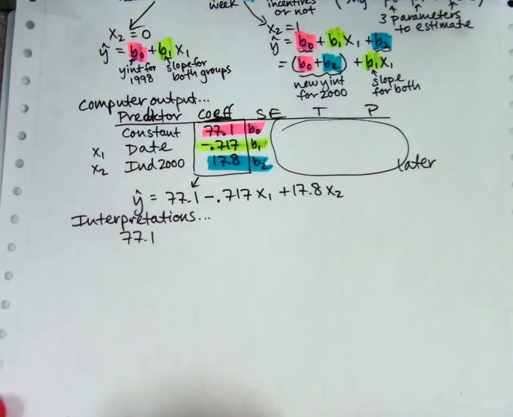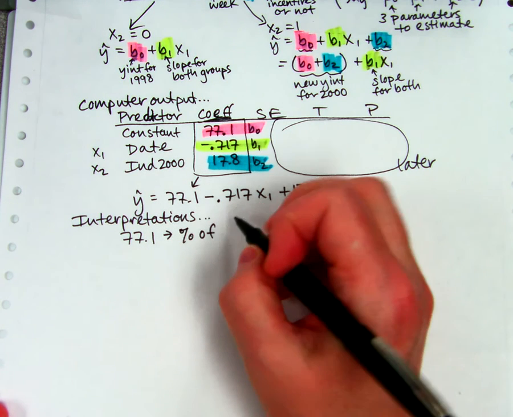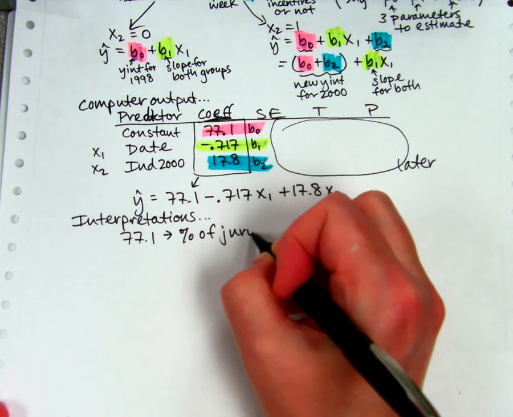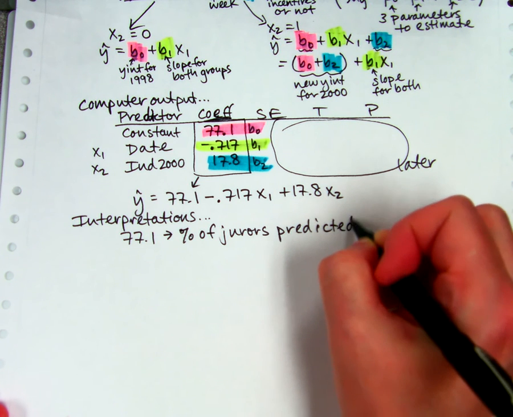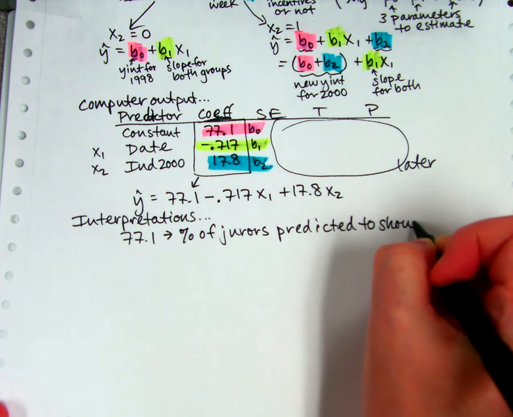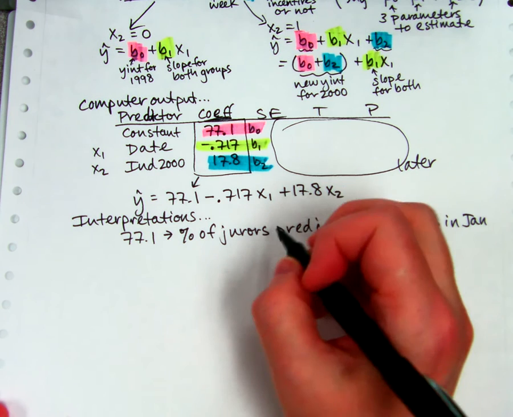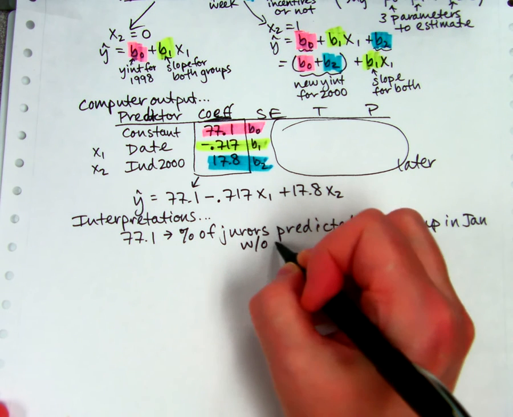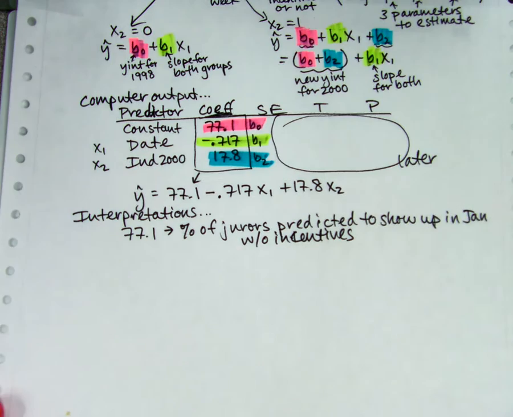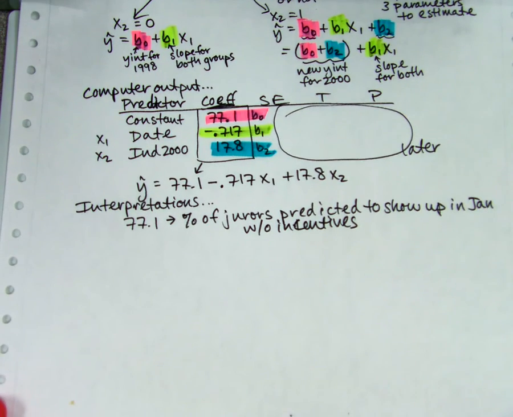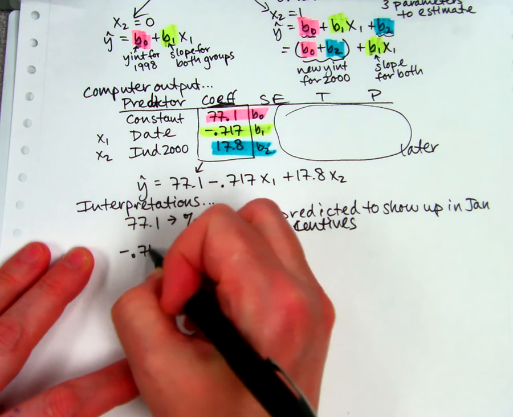Okay, so before the incentives, this is the percent of the jurors who showed up in January, predicted to show up, because it's an estimate, right? Up in January, without the incentives. So we wouldn't want to assume that it's exactly that, right? It's just predicted.